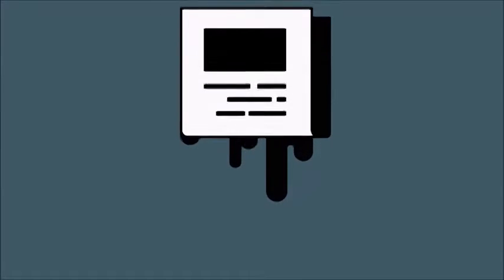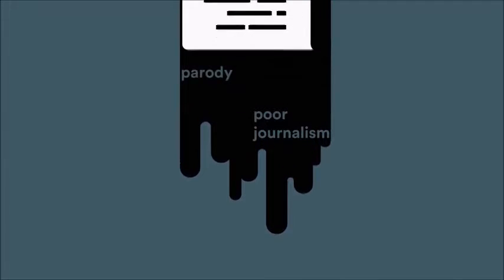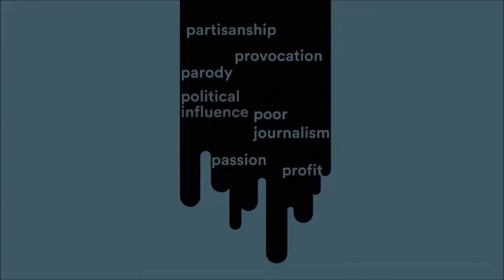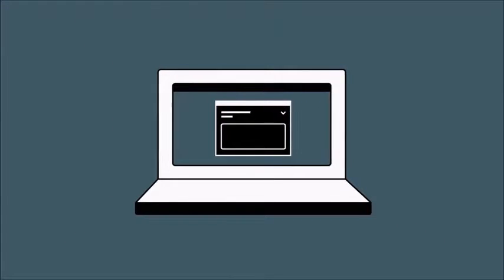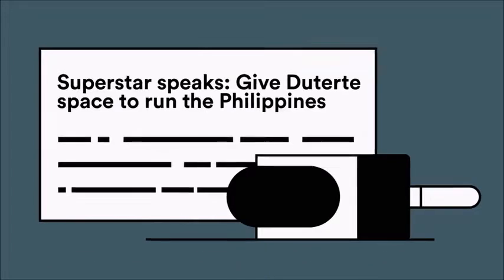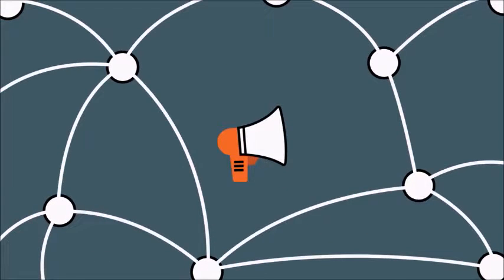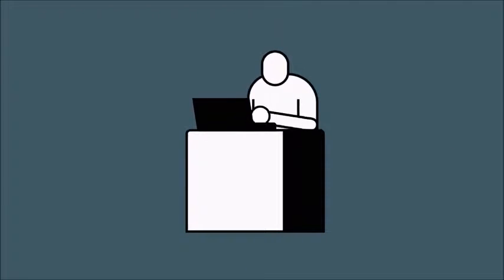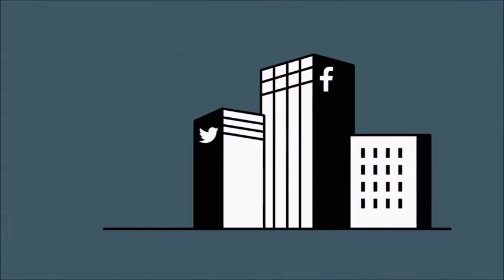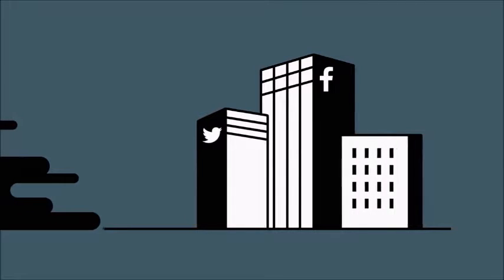There are various motivations behind the creation of these content: poor journalism, parody, passion, provocation, partisanship, profit, political influence, or propaganda. False information may then be disseminated in various ways: unwittingly shared on social media, amplified by journalists, pushed out by loosely connected groups attempting to influence public opinion, and disseminated as part of sophisticated disinformation campaigns using bots and troll factories. With the global rise of social media, spreading disinformation online has become so much easier.